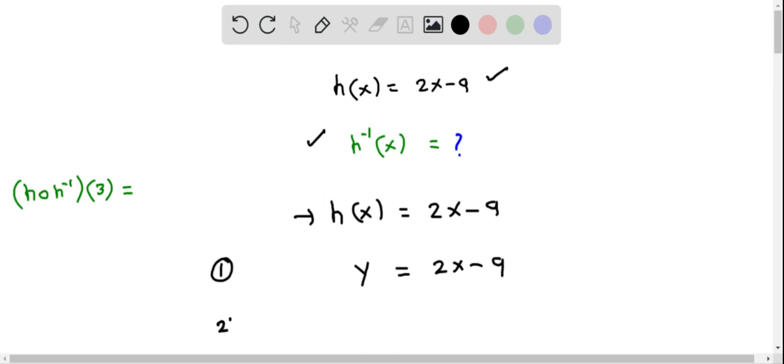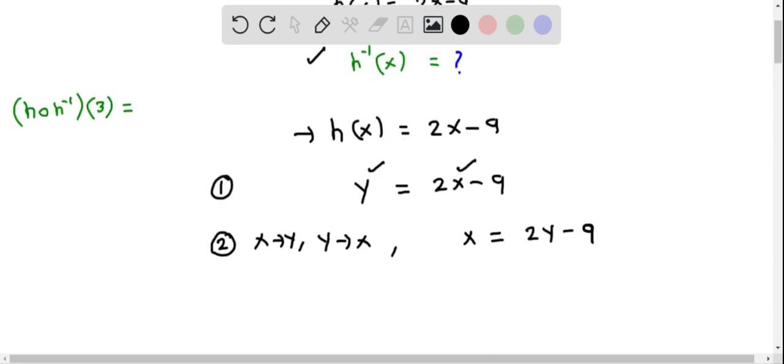And in the second step, we interchange the y to x and x to y. So we have to replace x by y and y by x. So when we do that, I'm going to replace this y by x. So therefore this becomes x and this equals, and replace x by y. So it becomes 2y minus 9. And in the third step, we solve for y.